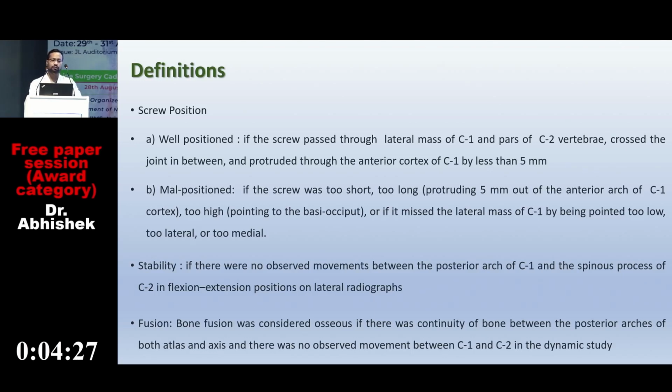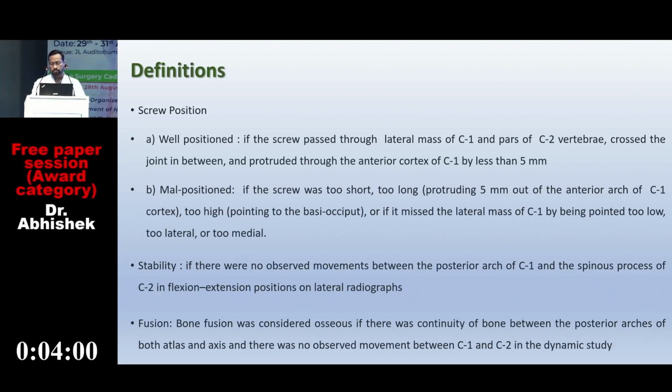Now definitions. Screws were said to be well positioned if the screw passed through lateral masses of C1 and pars of C2, crossed the joint in between, and protruded through the anterior cortex by less than 5 millimeters. The screws were considered malpositioned if the screw was too short, too long, that is it protruded more than 5 millimeters anterior to the arch of C1, too high, pointing to the basiocciput, or if it missed the lateral mass of C1 by being pointed too low, too lateral, or too medial.